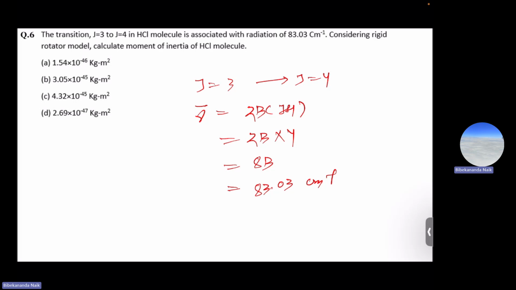Now we know what is B. So 8B is 83.03 centimeter inverse. Then B will be how much? 83.03 divided by 8, which is 10.37 centimeter inverse. Now what is B? We know B is given by h divided by 8 pi square IC, and this is 10.37 centimeter inverse. Now the question is in meter square, so we need to convert it.